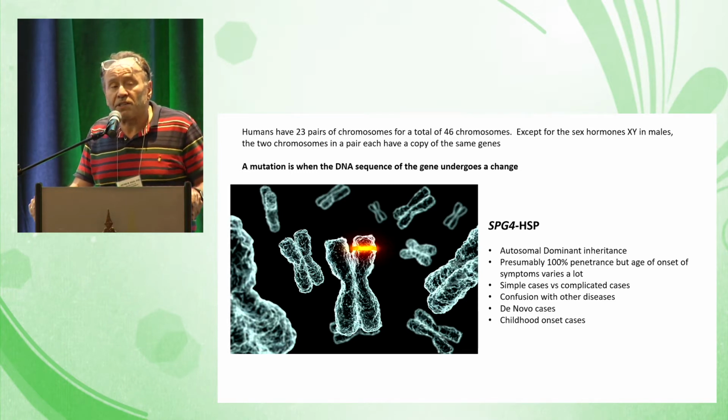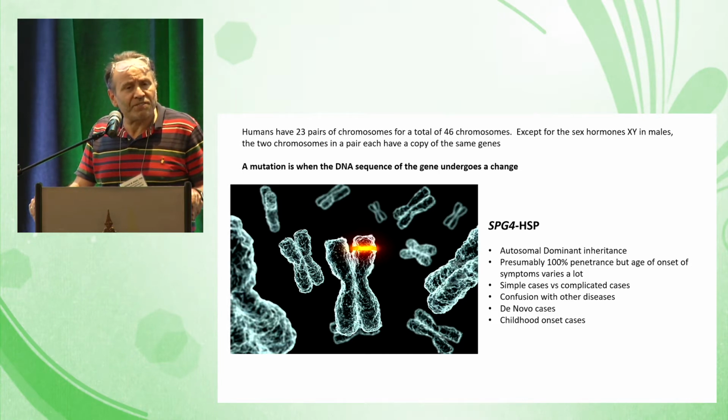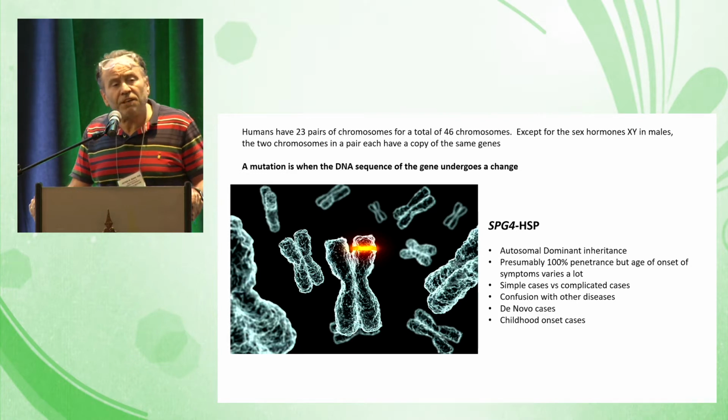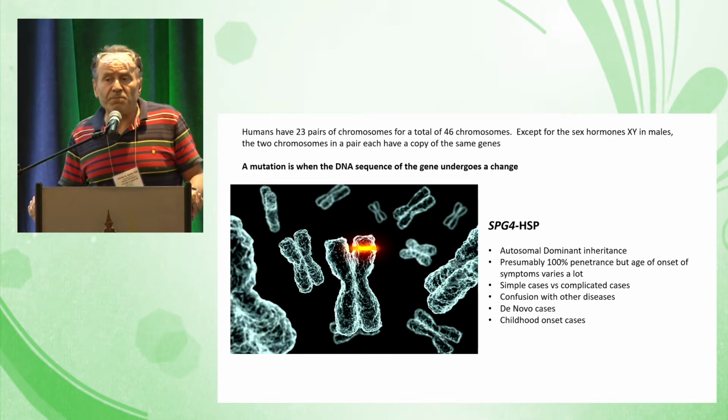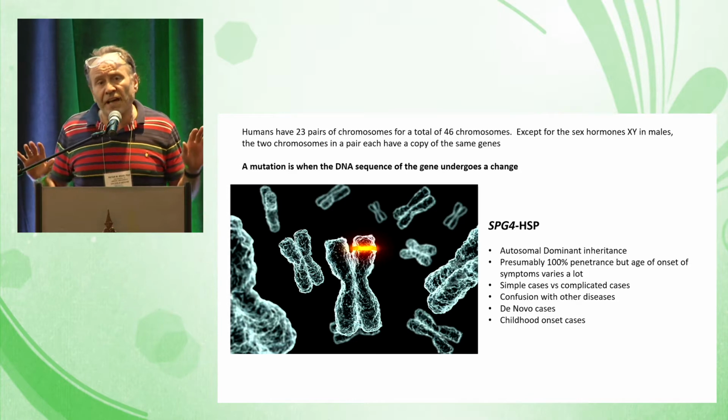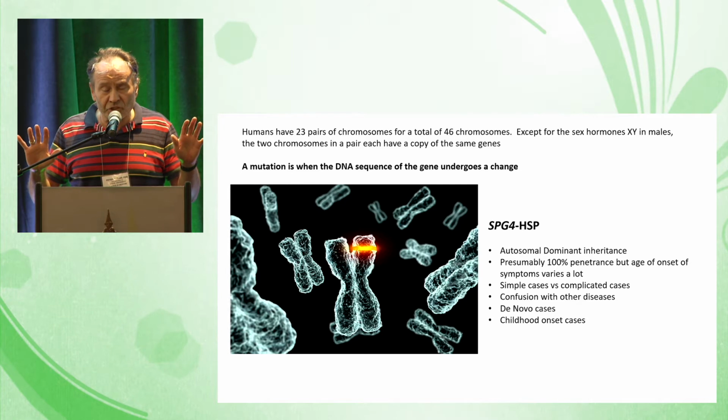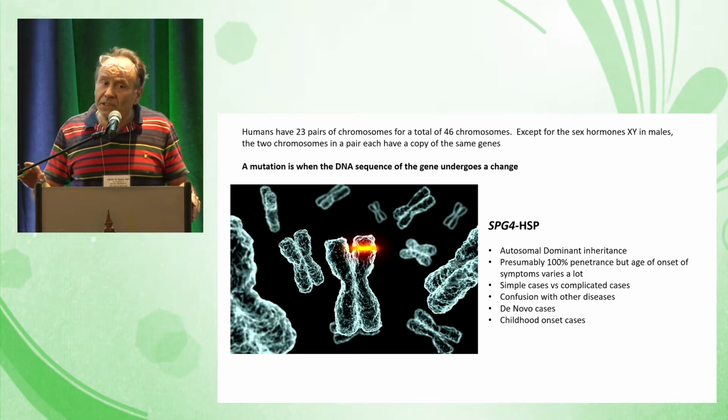And the inheritance is autosomal dominant. So I think most of you have heard about recessive and dominant. If the mutation were recessive, that would mean that you'd have to have the same mutation from your mother and your father, otherwise you're okay. But if it's dominant, it means all you need is the mutation from either parent, and then you've got the disease. That's what we mean by dominant.